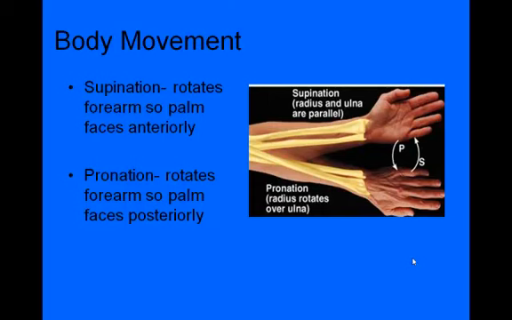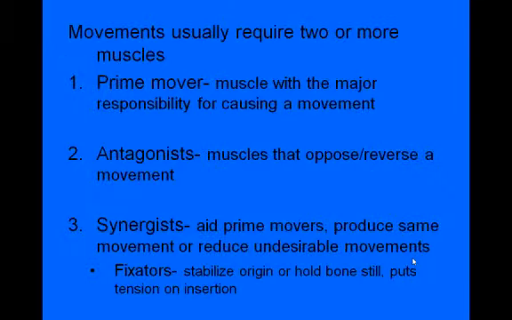Supination rotates a forearm so palms face anteriorly. Pronation rotates a forearm so that the palm faces posteriorly or down. Now, movements usually require two or more muscles. You have the prime mover, which is the muscle with a major responsibility for causing a movement. So if you are grabbing your book and picking it up, and that exact motion, just not moving any other part of your body, just reaching down and picking something up and pulling it towards you, your biceps is the prime mover in that.